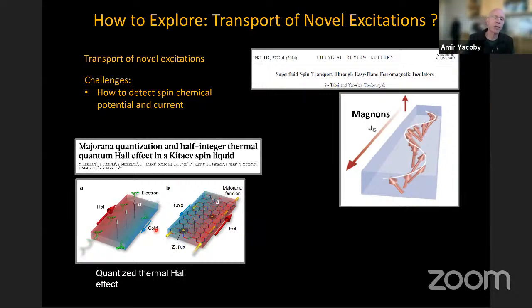Another example has to do with, again, spin liquids and the fact that quasi-particles in these systems can carry heat. And it turns out that in these systems, heat transport by these Majoranas, by these non-abelian excitations, is expected to be quantized, and there are ongoing experiments trying to observe this. But again, our ability to measure heat transport and temperature gradients on the mesoscale is rather limited at the moment.